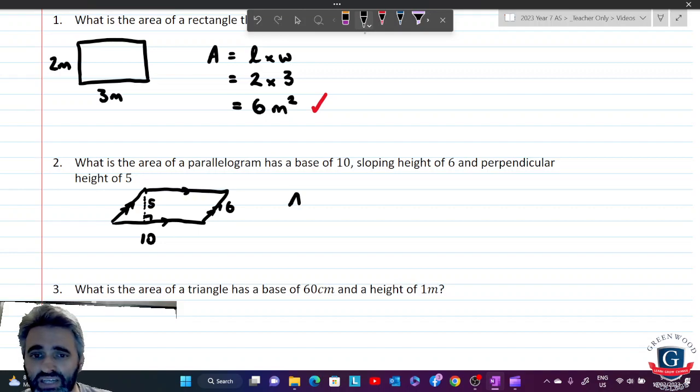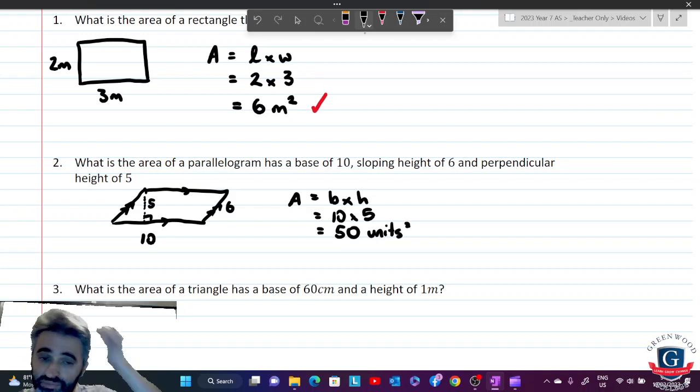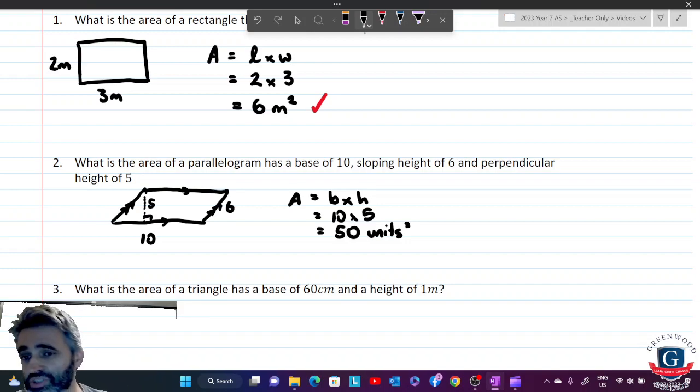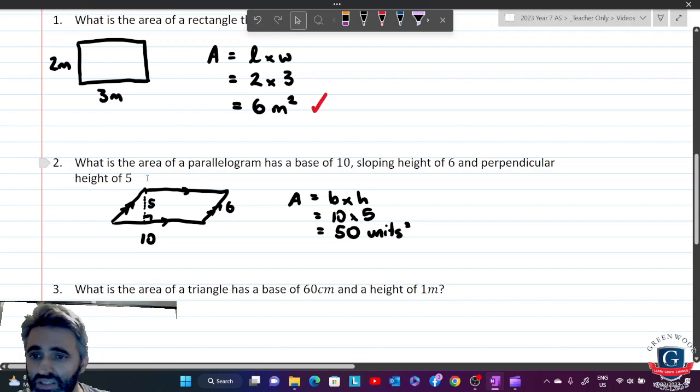So then we go, area equals base times height. That equals 10 times 5. We have to be careful not to use the sloping height. We're only interested in the perpendicular height. That would be 50 units squared. So we still have to state units even though they weren't mentioned in the question. We just don't know which units they are. And I'm missing a question mark here.